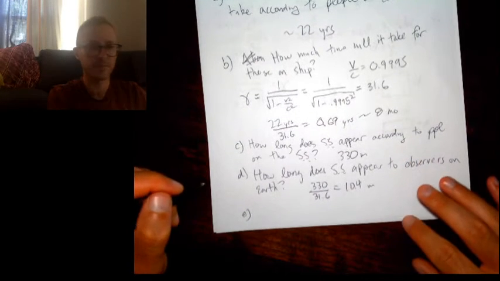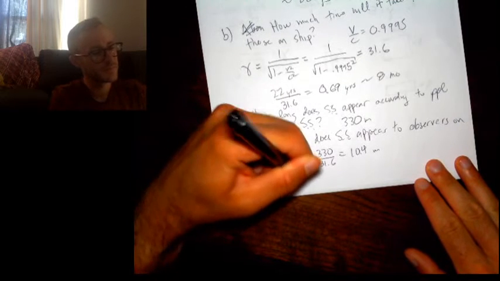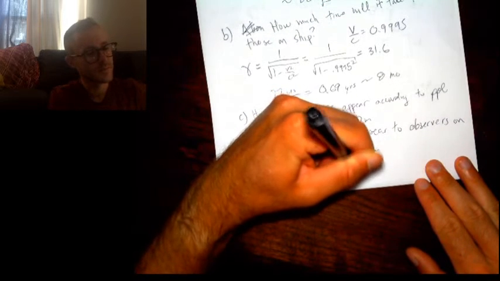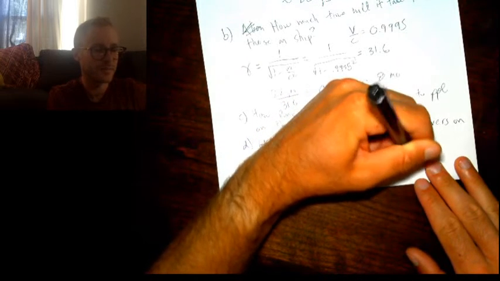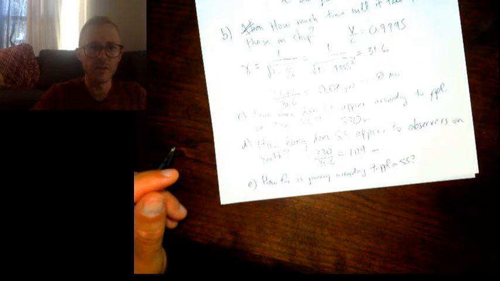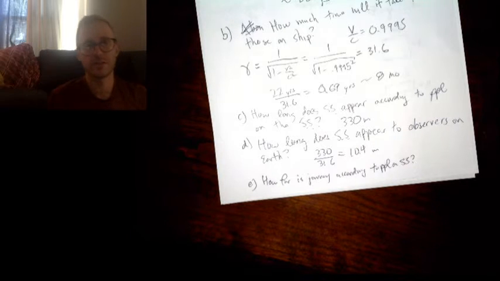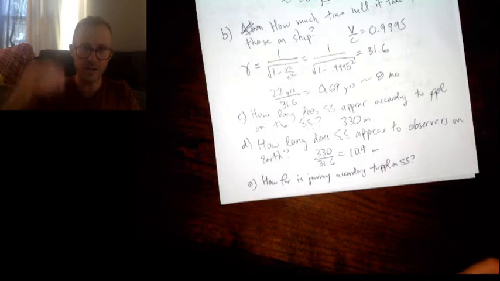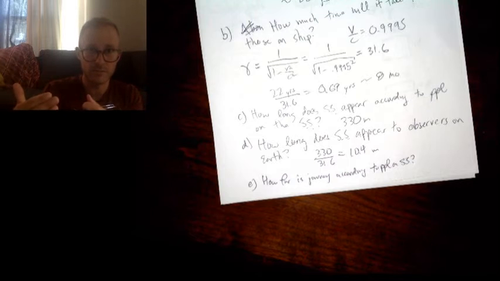Last part to the question is, how far is the journey according to people on the spaceship? So if you were on the spaceship, you can think about yourself as stationary and the destination is headed towards you. So actually the journey itself is length contracted.